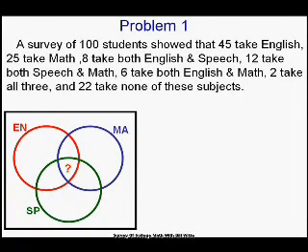Wonder what that is. Well, you know what? They told us that. The number, we're looking for numbers now. 2 people took all 3. So that's that. Okay, now what else can I fill in?